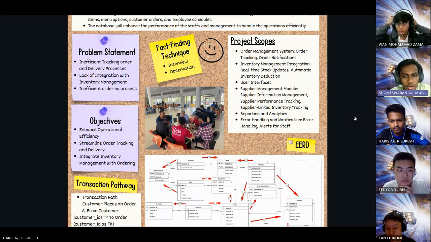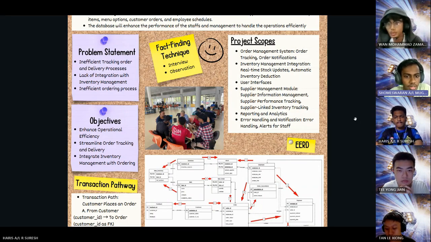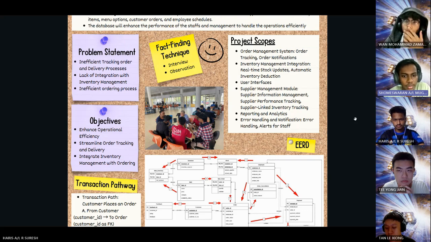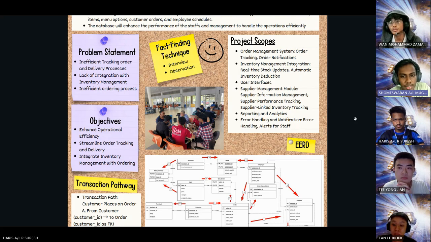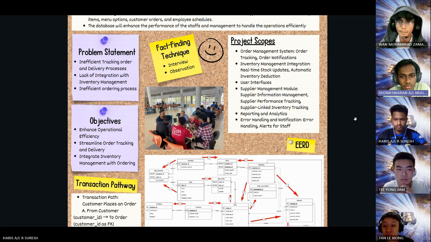Lastly is error handling and notification. We have incorporated robust error handling mechanism to minimize data corruption. Additionally, alert for staff will ensure any issue are communicated promptly, so they will be resolved quickly.